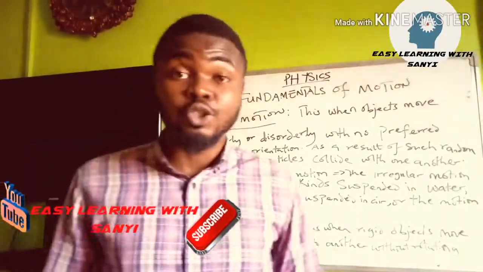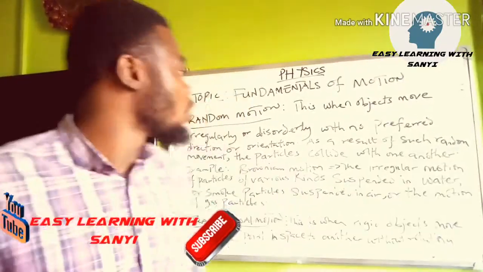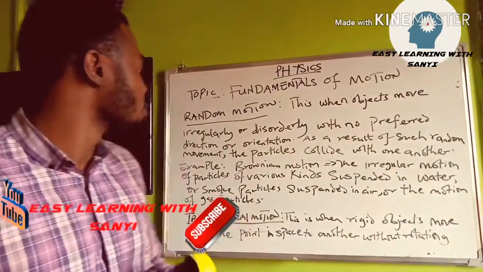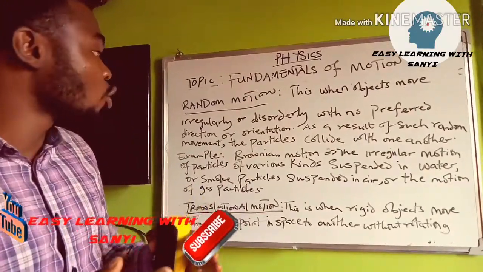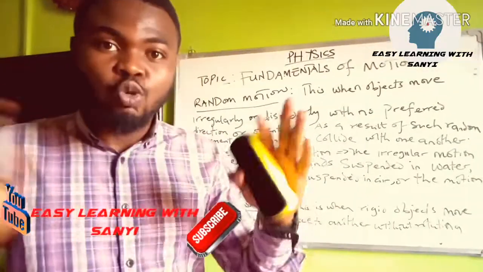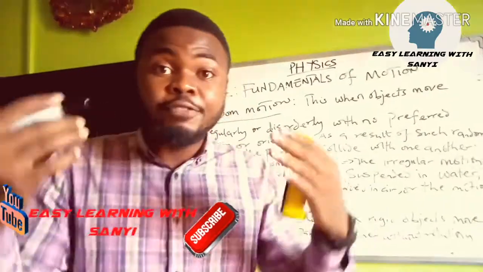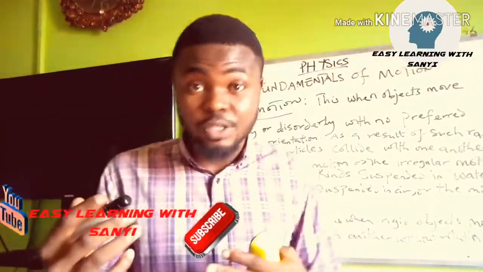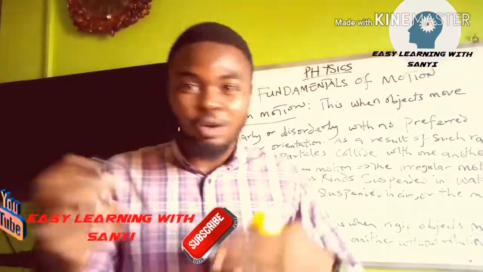Now, what is random motion? As the name implies, random. Random motion is when objects move irregularly or disorderly with no preferred direction or orientation. Picture when you put 50 men in a dark room, they cannot see their movements. It's going to be a disorderly kind of movement.